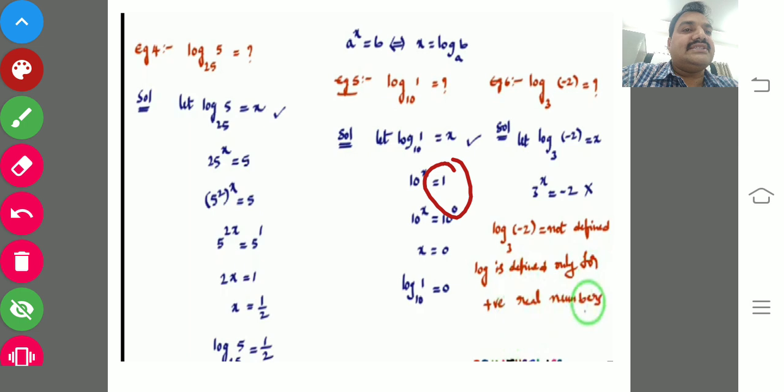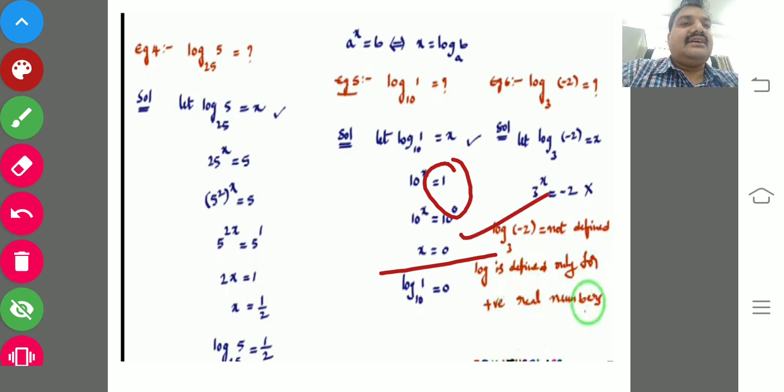I wanted to make the bases equal. So 10 power x equals 10 power 0, then x equals 0. So x means what? Already we let log 1 base 10 equal x. Instead of x, you write log 1 base 10, it's 0.